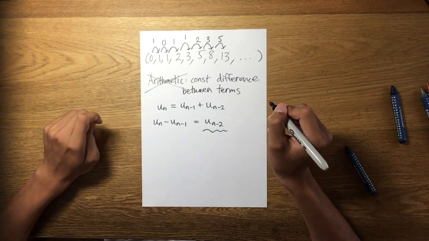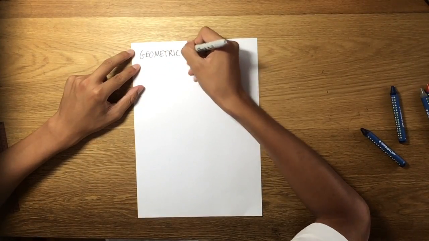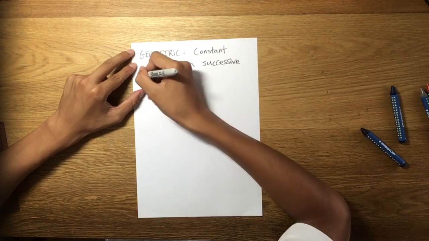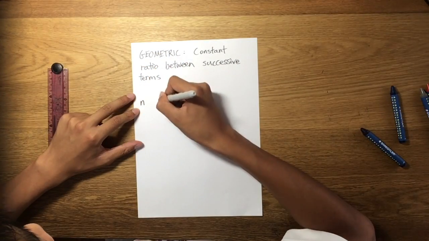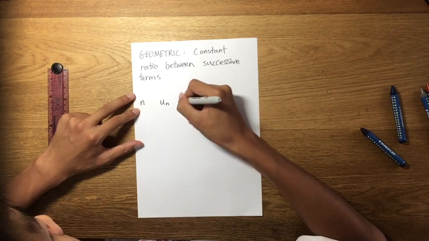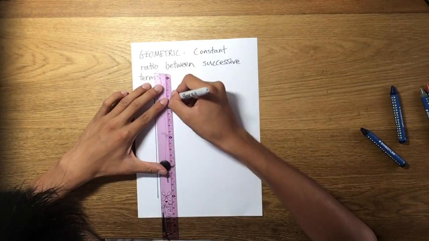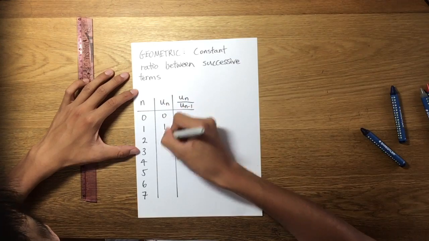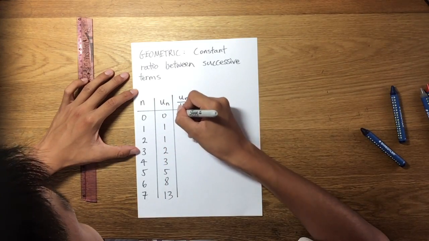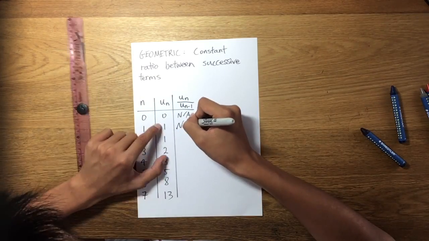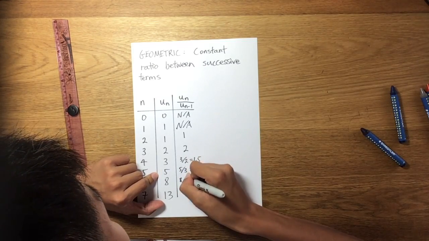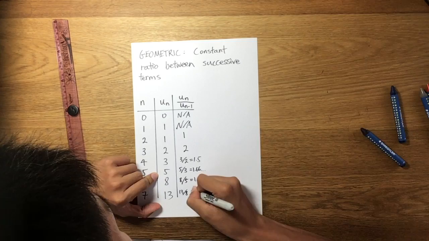Okay, so could it be geometric then? The criterion for a sequence to be geometric is that the ratio between successive terms is a constant. For example, the geometric sequence 1, 4, 16, 64, 256, and so on have their common ratio, the ratio between successive terms being 4. So let's check the ratio between successive terms for the Fibonacci sequence. You can see I've filled up this table, and that the ratio of successive terms aren't constant, so our sequence isn't geometric, but there seems to be a pattern for this ratio.